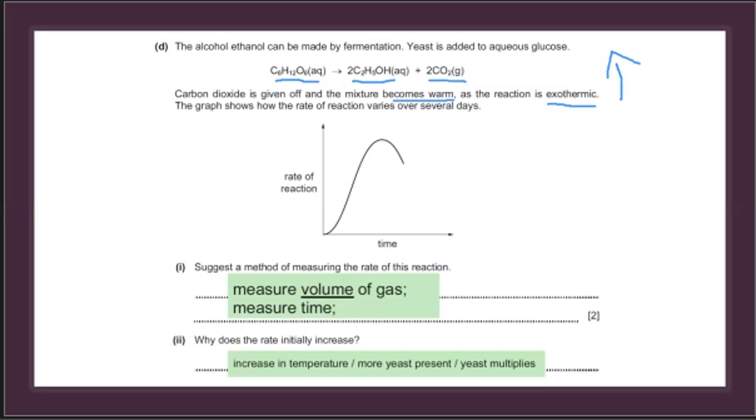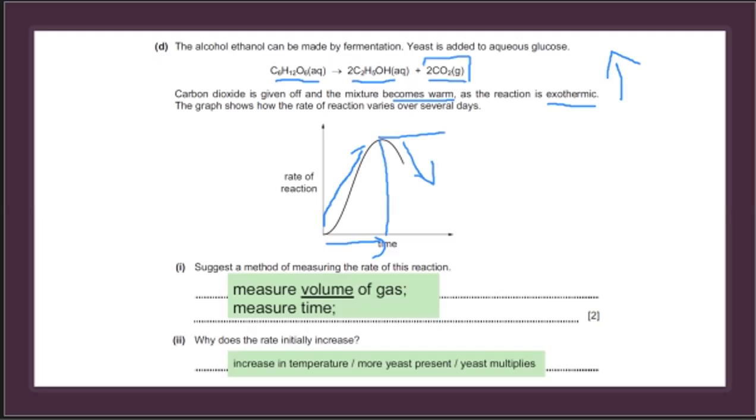The graph shows how the rate of reaction varies over several days. So as time increases this way, the reaction is increasing, but then at some point, the reaction reaches a high point, and then the reaction begins to decrease. So they ask you, suggest a method of measuring the rate of this reaction. If you want to measure the rate of a reaction, one way in which you can do this is you can measure the volume of gas that is produced.